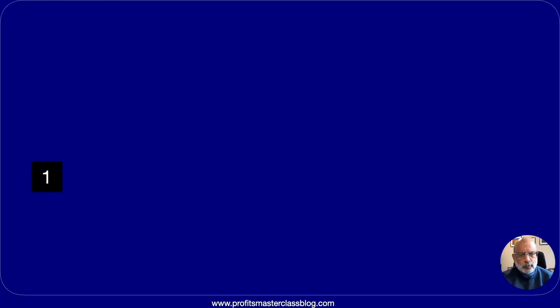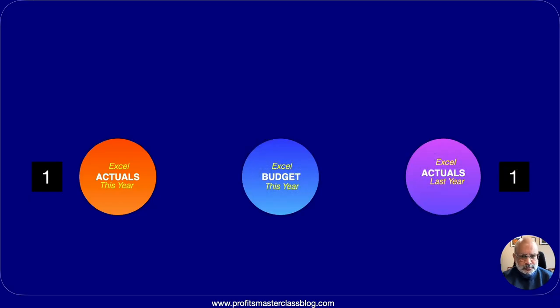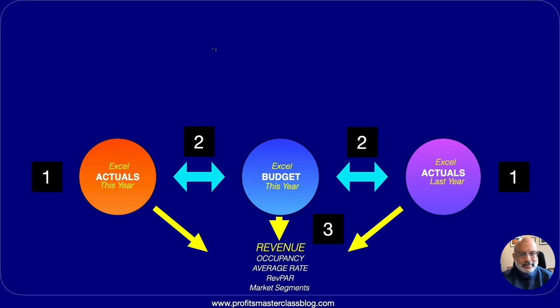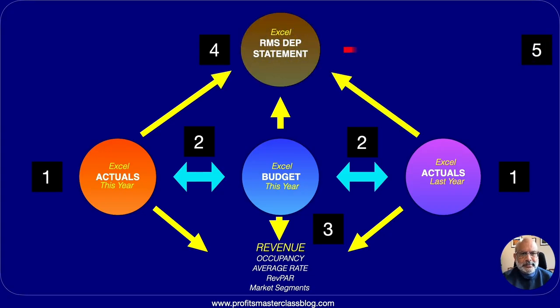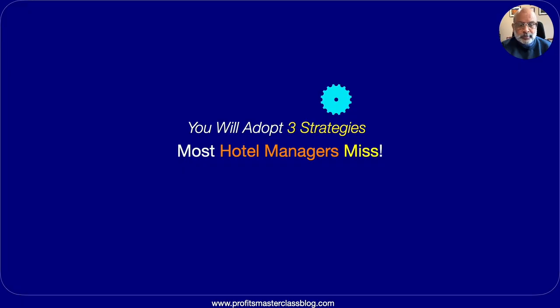This is the process you will follow for effective budgeting with Excel. You begin with the actuals, then you link the actuals with the budget, and you link them with these important major KPIs. And then all that travels to the rooms department statement, and finally, to the hotel income statement, including variances, as I said before. You'll now go through strategies that unfortunately most hotel managers fail to recognize. It's a huge reason probably why you are behind budget for 5 months consecutively.